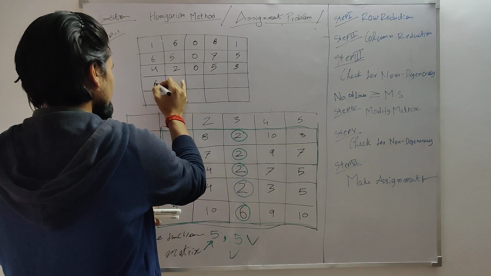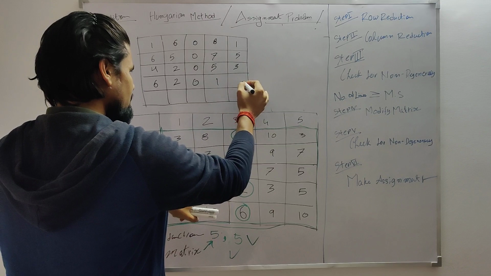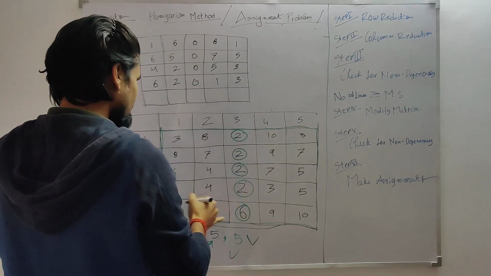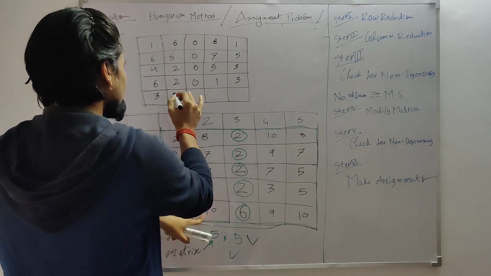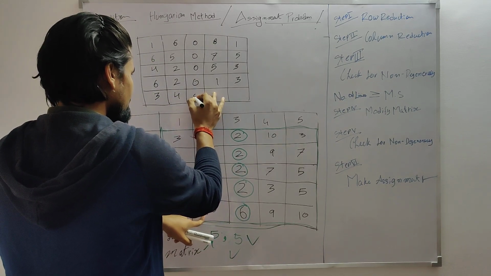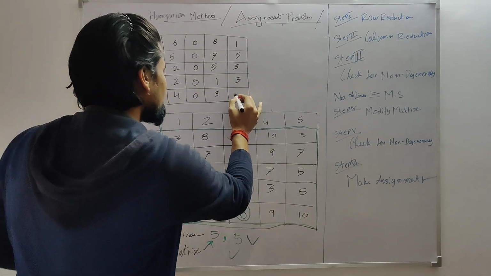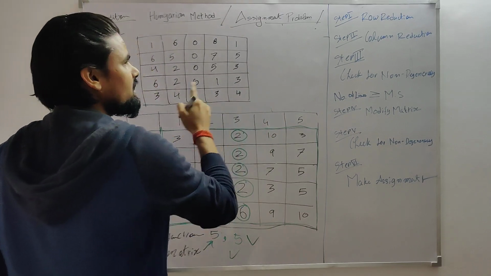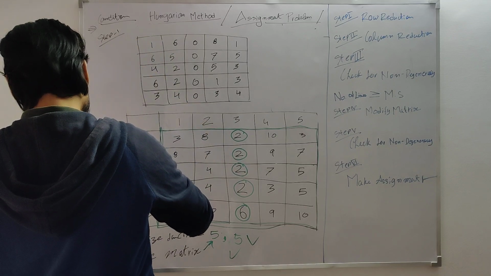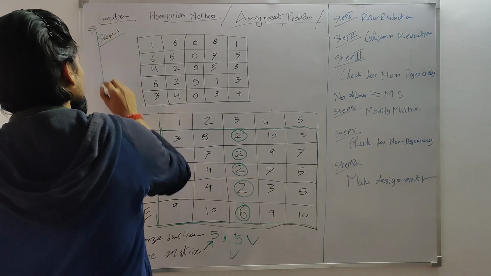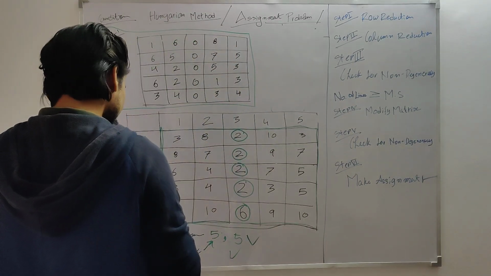Then the subtracting element is 2. 8 minus 2 is 6, 4 minus 2 is 2, 0, 1, then 3. Over here 9 minus 6 is 3. Then 10 minus 6 is 4, 6 minus 6 is 0, 9 minus 6 is 3, 10 minus 6 is 4. So here it is, the first step. This one is your first step.